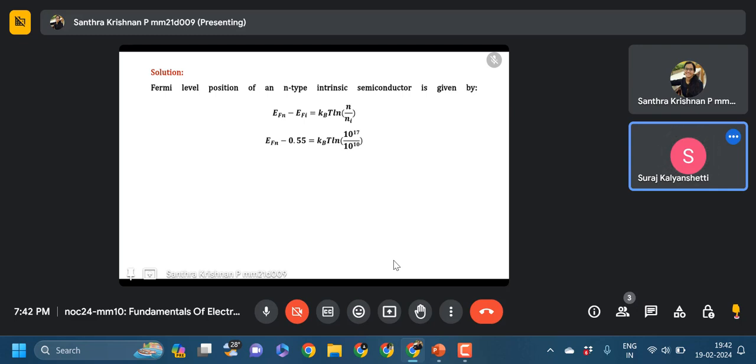ln is 16.11. Yeah, 16.11 into this, into 300 kT. Yeah, into 300 Kelvin. It is 0.415.